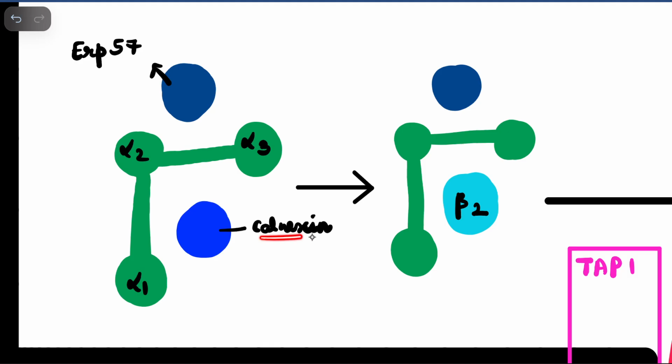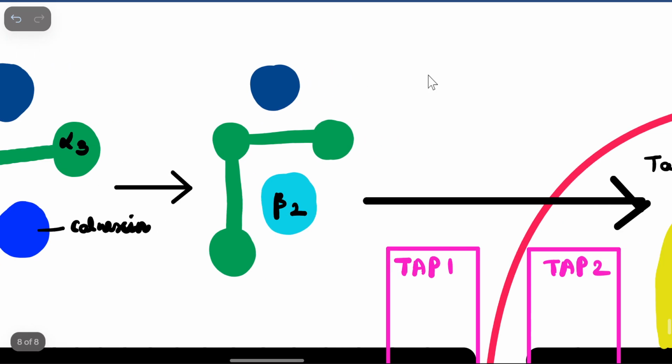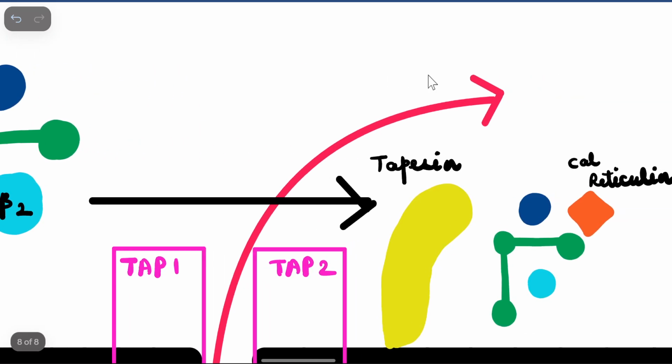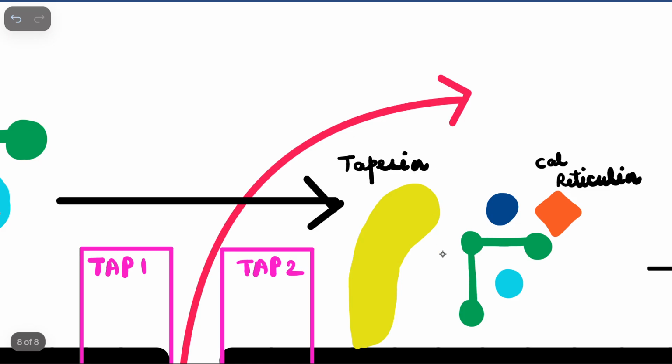Very soon after this, the calnexin part is removed, and in its place beta 2 microglobulin is attached, while ERP57 still remains to provide the stability. After that, so that these can get into the proper shape and orientation, there are certain helper molecules or chaperones referred to as tapasin. These tapasins provide the shape to this classical MHC1 molecule.